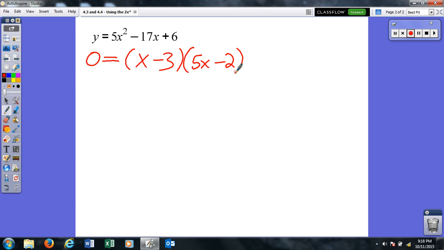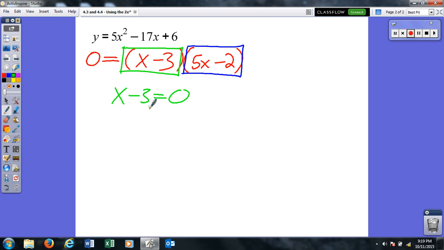We can do the same thing now. So we can say either x minus 3 must be 0 or 5x minus 2 must be 0. That's the only way that we can get 0 out of this, is if either one of these things that are being multiplied together is 0. So for the first one, we can say x minus 3 could be 0, and if we solve that, we get x equals 3. So that's one of the answers. That's one of the solutions.